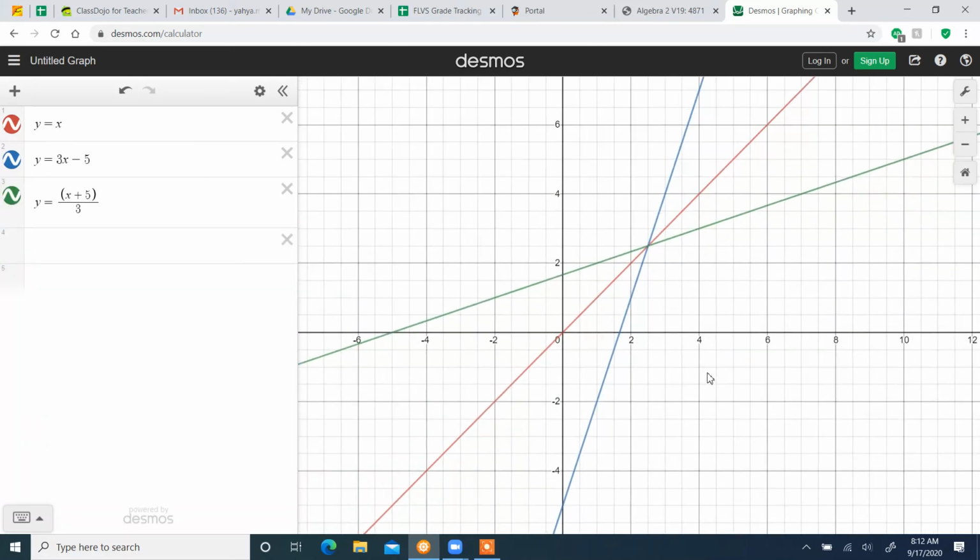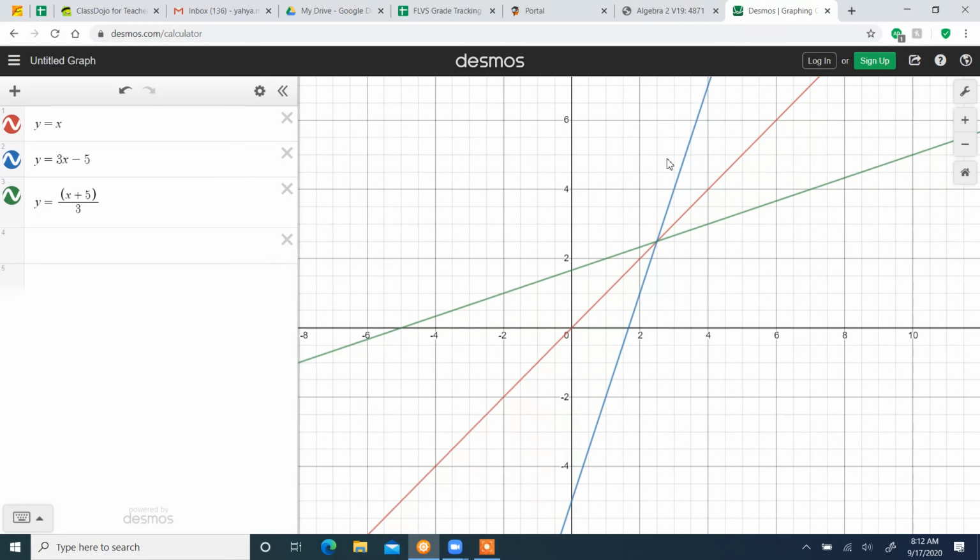So what do you notice? You notice that these two lines, the green line and the blue line, our two functions, are symmetric around this line, right? The left side of the red line is a mirror image of the right side. So when two functions are inverses, that's the pattern you're going to see: they have a mirror image about the line y equals x.